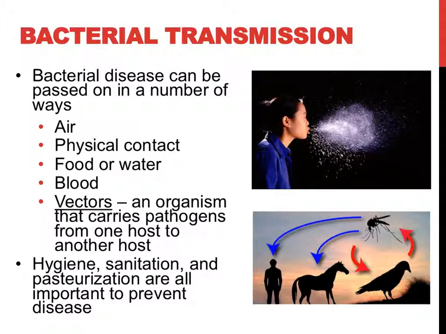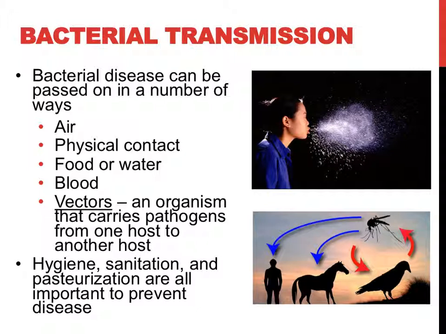Some diseases, as shown on the top, can be passed through the air via coughing or sneezing. An example of this would be tuberculosis. Other diseases, such as leprosy, can be passed on through physical contact. Bacterial disease caused by salmonella can be passed in food. Contaminated water can also cause disease. Cholera is one example of such a disease that can cause upwards of 5 gallons of diarrhea per day.